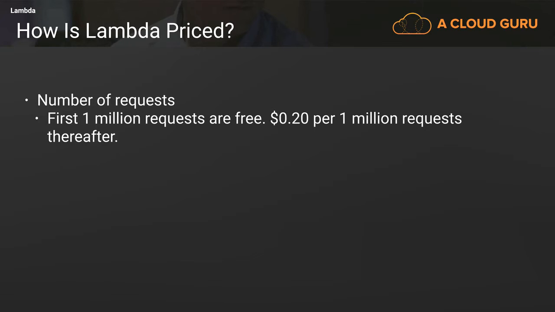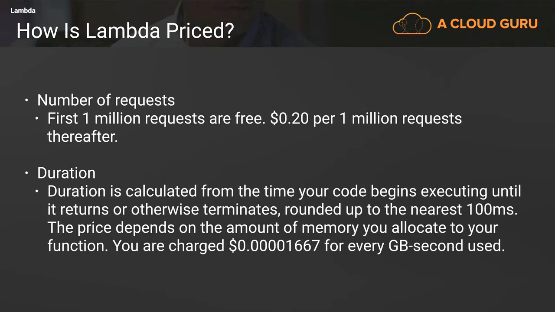So Lambda is really, really disruptive in terms of cost. If you can build your serverless applications using Lambda, you're basically going to have a very low cost. You're not paying per minute, or you're not paying by the hour. You are literally paying as somebody tries to request your content. So it's an amazingly disruptive technology. You're also billed on duration, and duration is calculated from the time your code begins executing until it returns or otherwise terminates, and it's rounded up to the nearest 100 milliseconds. And the price depends on the amount of memory you've allocated to your function.